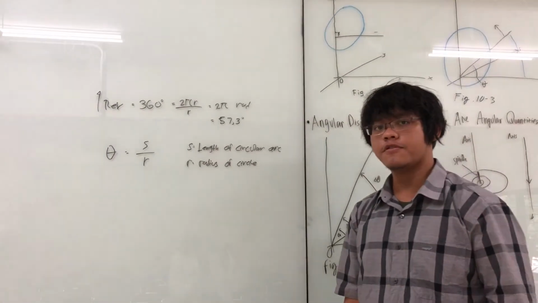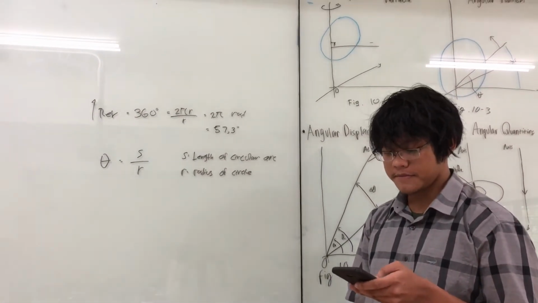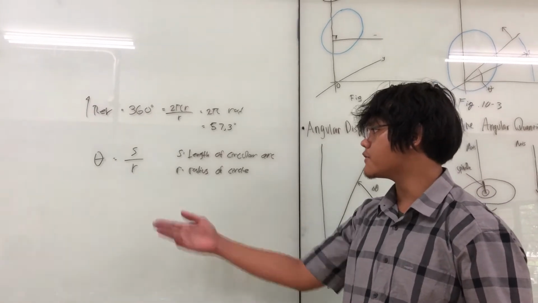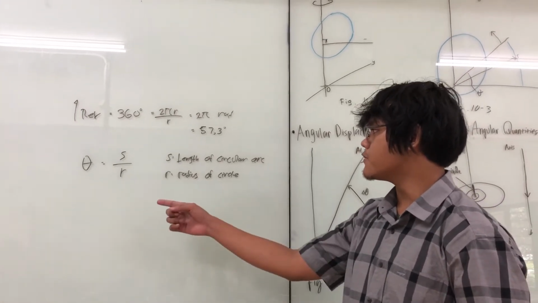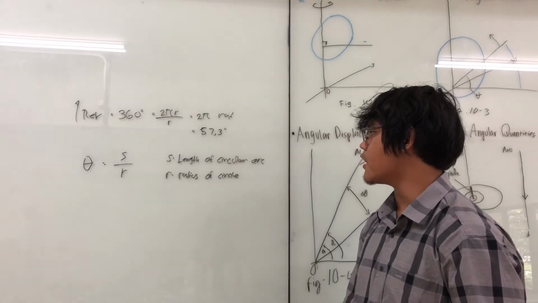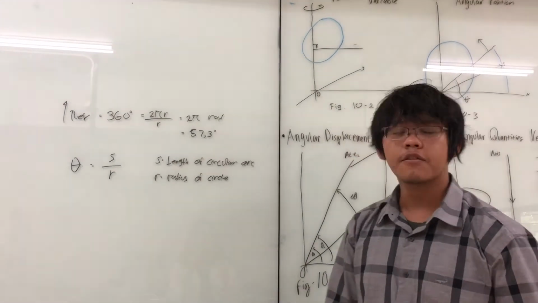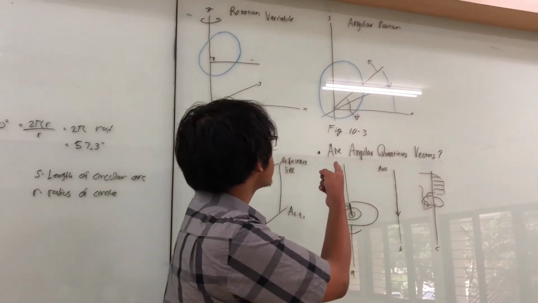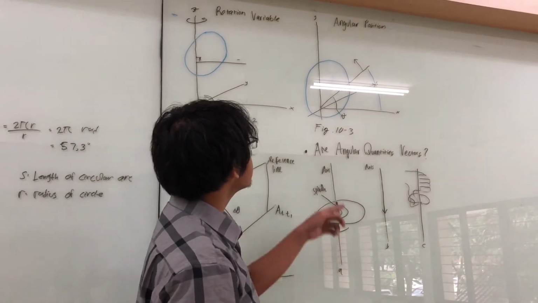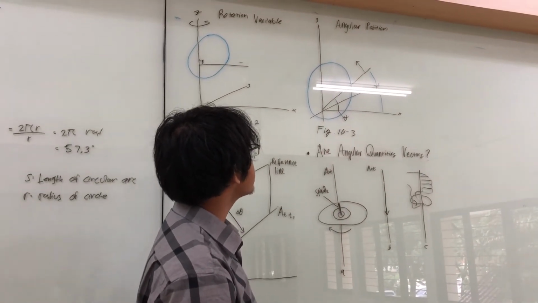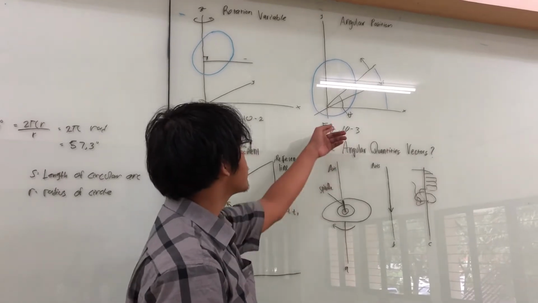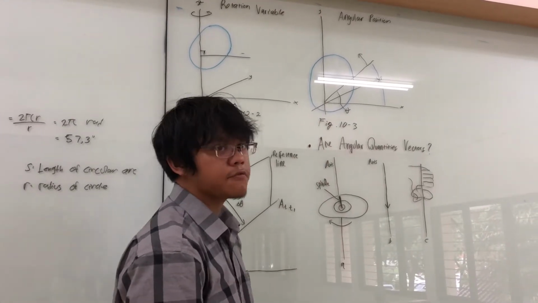Now, to find the angular position of something, you can see the equation in front of you. Theta equals s over r. s is the length of the circular arc, while r is the radius of the circle. As you see in figure 10.3, you can see the r and the s, while the theta that we are searching for is theta as is seen in the picture.